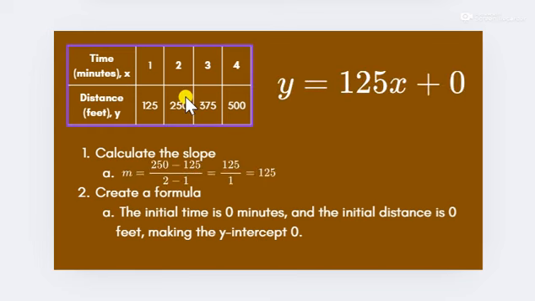Okay, so here's our table just shrunk down. So first you have to calculate the slope. You're going to take two adjacent terms. They're using the first two. So 250 minus 125 over 2 minus 1 gives you 125 over 1, which is just 125. So the slope is 125. And then you're going to create the formula. We know that the initial time for this is 0 minutes and the initial distance is 0 feet. So that makes the y-intercept 0. So your final formula is y equals 125x plus 0, or just y equals 125x. 0 is just a placeholder. It doesn't have to be there.